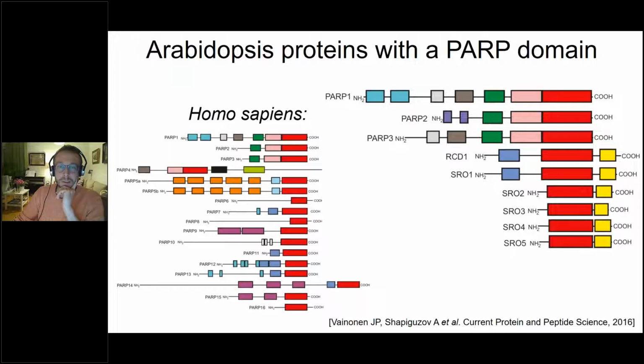Just for a comparison, have a look at the Homo sapiens set of PARP proteins. We again see similar patterns. We have these PARP domains, sometimes accompanied by the WWE domain, like in RCD1 here. What we never see in humans is this yellow RST domain at the end, because that is plant specific.